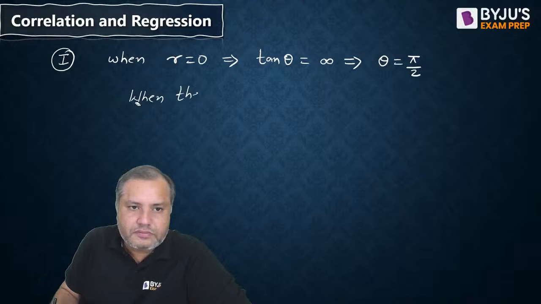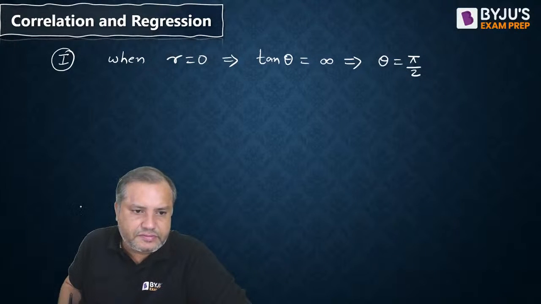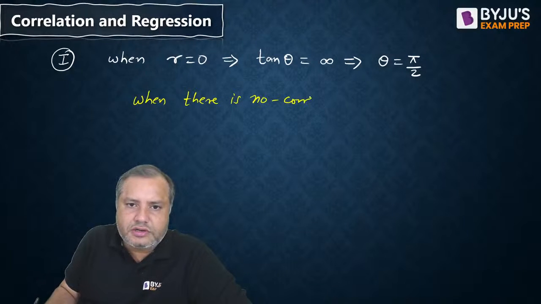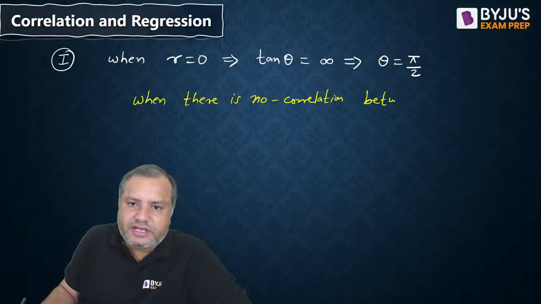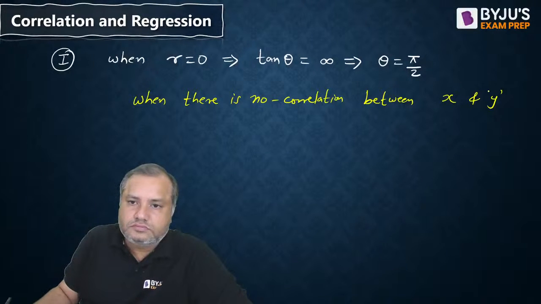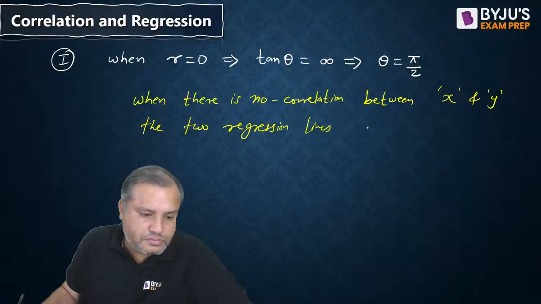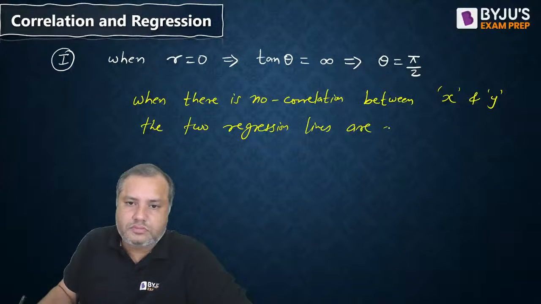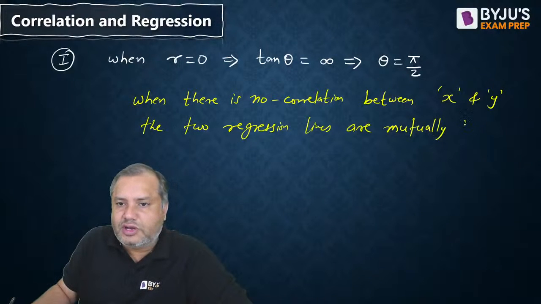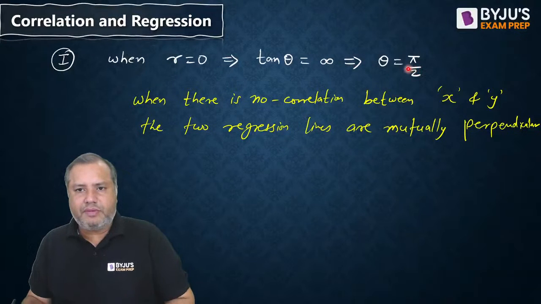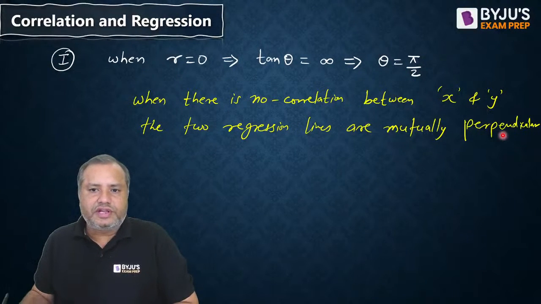When there is no correlation between x and y, the two regression lines are mutually perpendicular. Understood? This is the conclusion. When r is equal to 0, tan theta is infinite, theta will be pi by 2. So when there is no correlation between x and y, the two regression lines are mutually perpendicular. Understood?